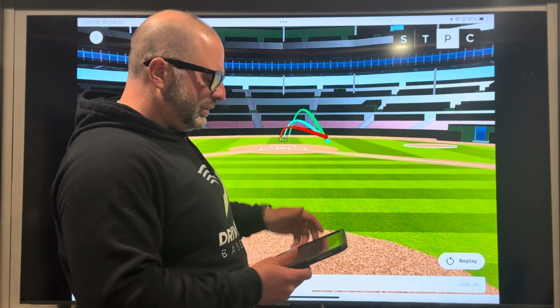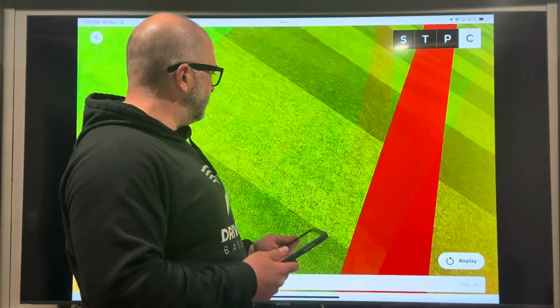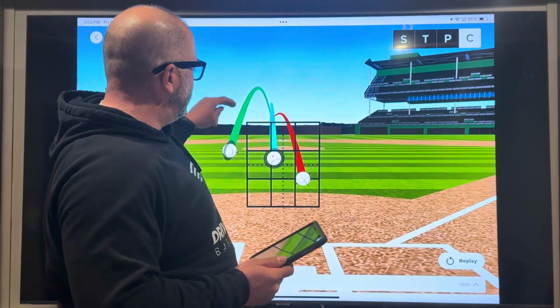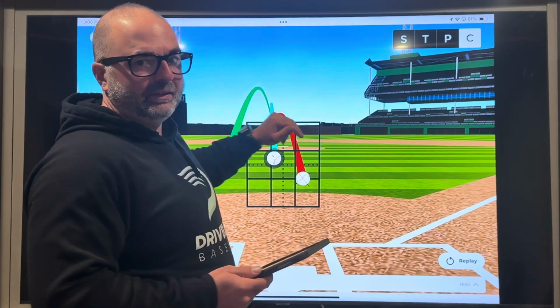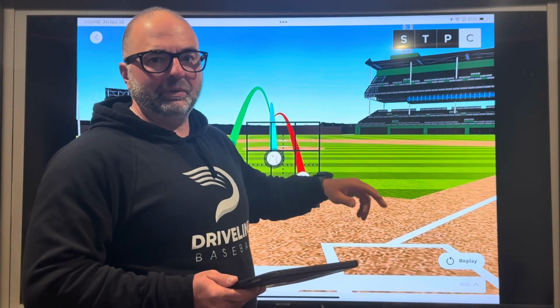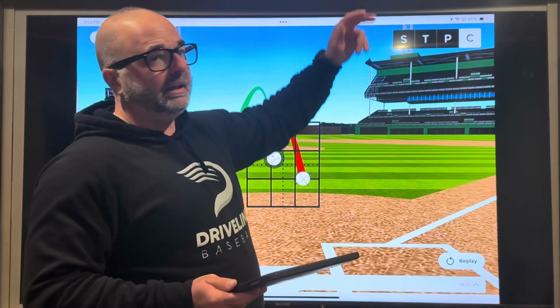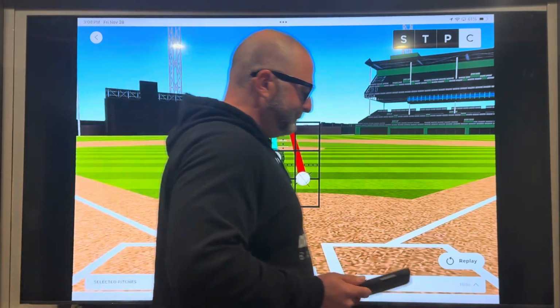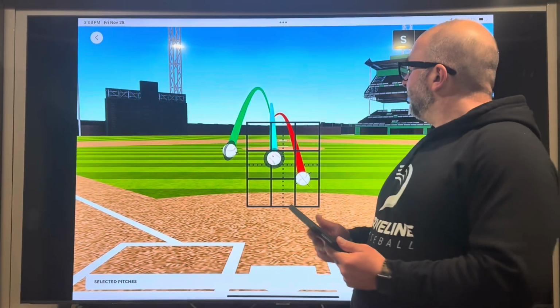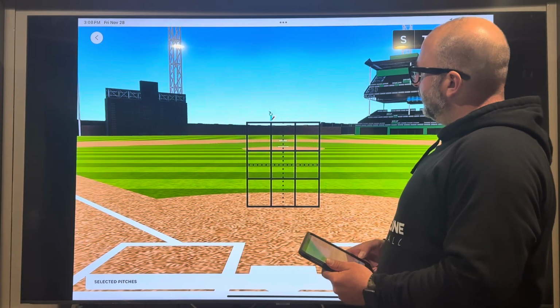Now, as we talked about, we want to get that loop out of it, because that's going to be an automatic indicator for the batter right away. As soon as he sees the ball come out high, it's going to be a curveball, right? Move over here. All right, so let's watch them all come in.